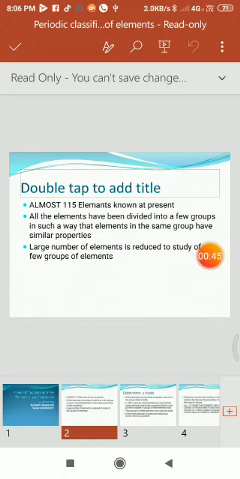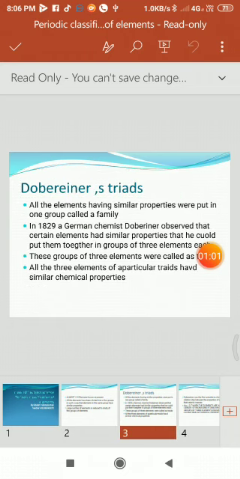We will describe the various attempts which have been made to classify the elements from time to time, and finally we will discuss the modern classification of elements. Let's start with the Dobereiner triads. In earlier attempts, the elements were classified on the basis of their properties, and all the elements having similar properties were put in one group called a family.